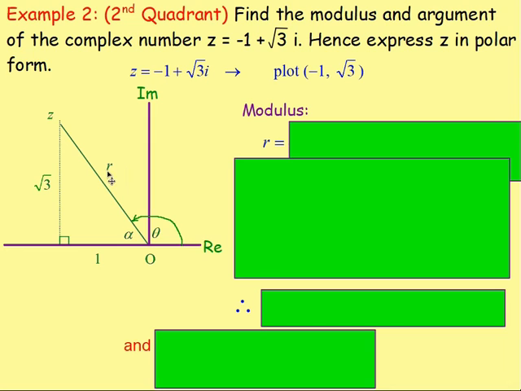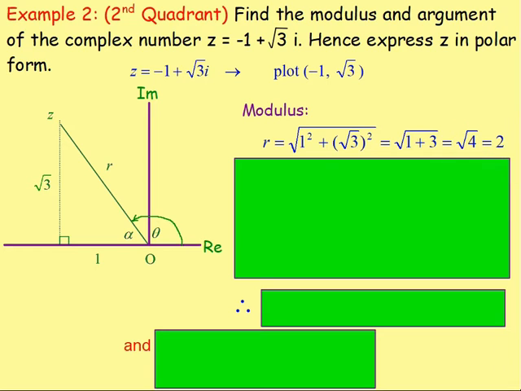Remember that length, we're calling it r, and that is your modulus. The way you find it, because you've got your right-angled triangle, you can use Pythagoras. So you can have the square root of 1 squared plus root 3 squared, which is the square root of 1 plus 3, which is the square root of 4, which gives you 2. So that is going to be the length of this line.